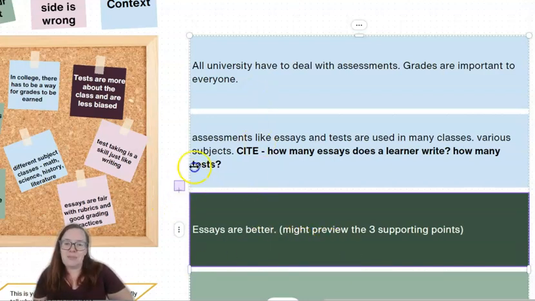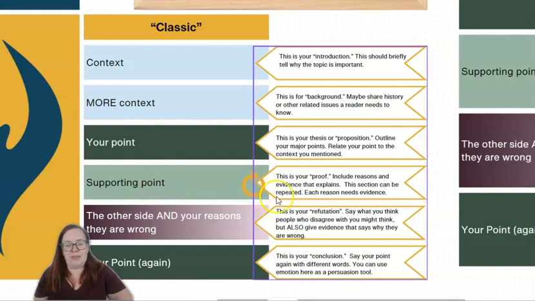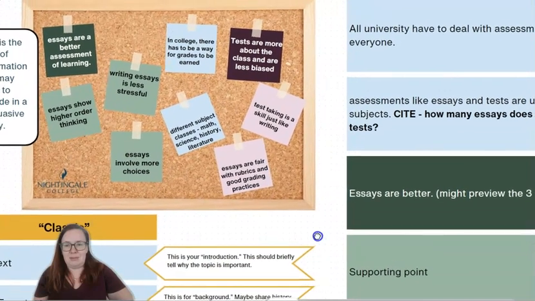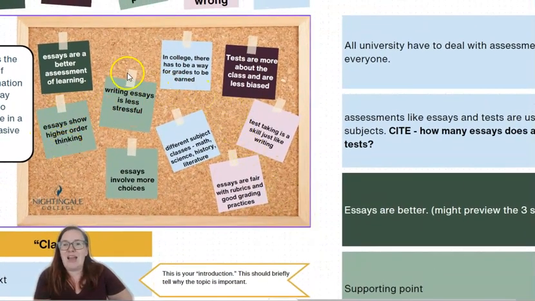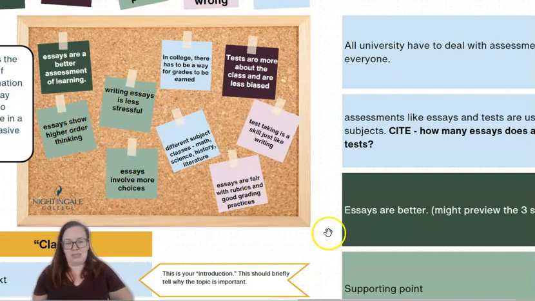Okay, so once I've given my point, then I want to support my point. This is my proof. So I'm including reasons and evidence that explains why I'm right. This section can be repeated, but if I repeat it, I know each reason needs evidence. Let's come up and see what I've brainstormed already. You see, I've brainstormed my points here. So I think each one of these is going to be a different section, a different part, and I'll need to find source information to cite with that.